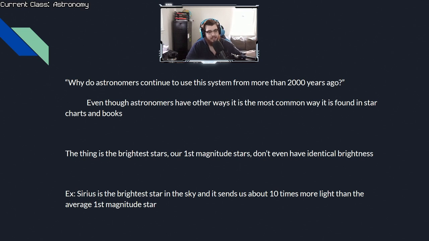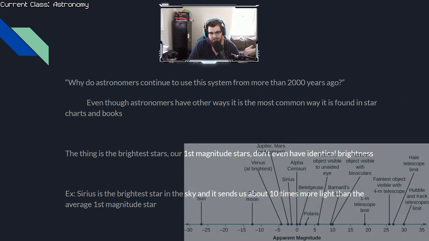Sirius, which is the brightest star in the sky, sends out 10 times more light than the average first magnitude star, which is problematic for us, right? We're using the system that has it there, and it's like, well, why are we using it?